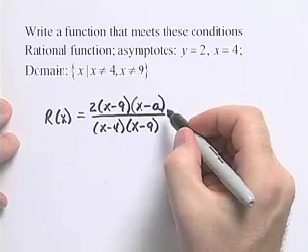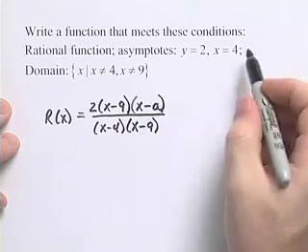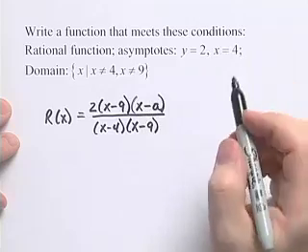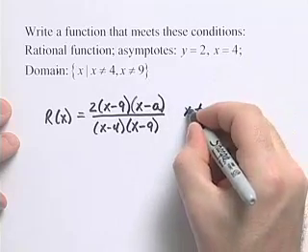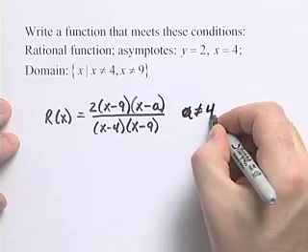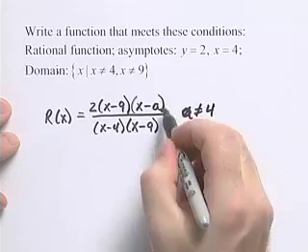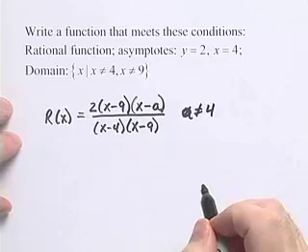The only restriction we want to put on this now is that a cannot equal 4. Because if it did, we would not get a vertical asymptote at 4. So we'll just write that out here, that a is not equal to 4. And there's a general rational function that meets the given conditions.